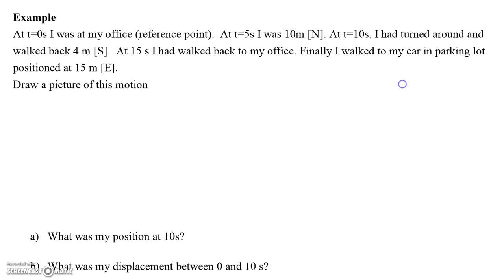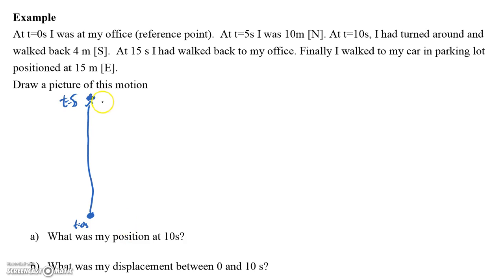Let's look at this example. So at t equals 0 seconds, I'm at my office. So I'm going to do the picture as I read it out here. So draw a picture. I'm starting here, we can say that that is t equals 0 seconds. And I go 10 meters north in the 5 seconds there. So I'm going to end up somewhere up here. I've gone north, and this is time equals 5 seconds.